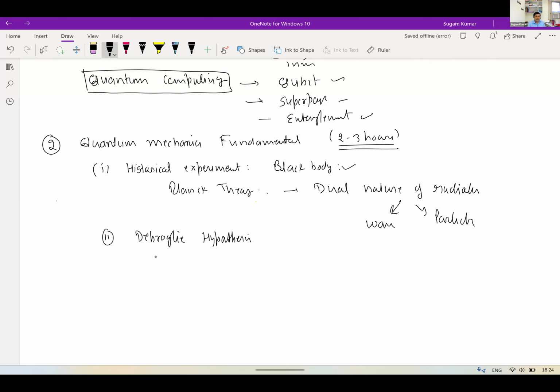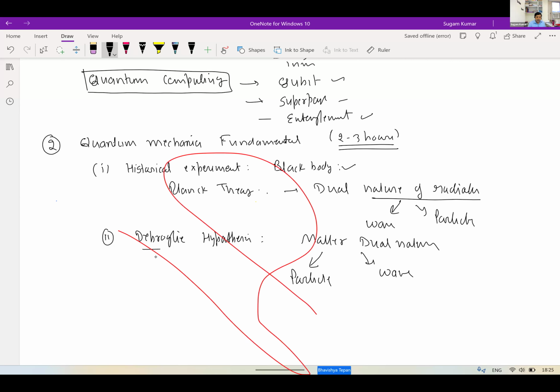We will discuss this a little bit, not in too much detail. De Broglie said that if radiation can have a dual nature, if it can behave like a wave and a particle, why can matter not have a dual nature? Matter in general behaves like a particle, for example electrons or protons. But the question was why it cannot behave like a wave. Then de Broglie came up with the concept that it can behave like a wave as well.